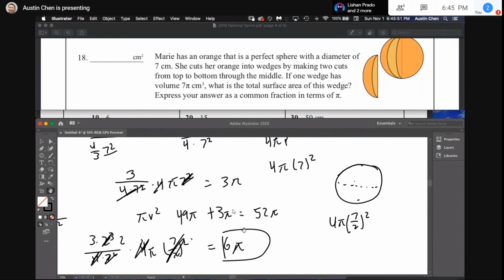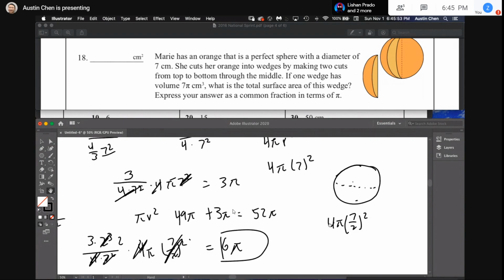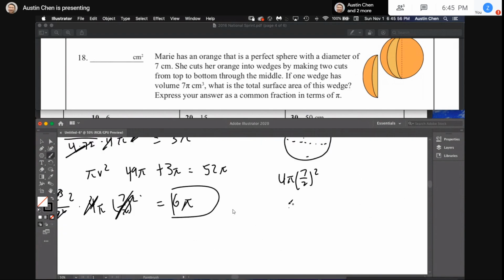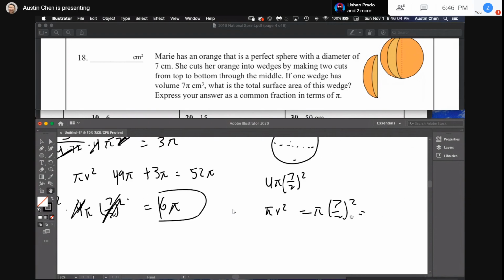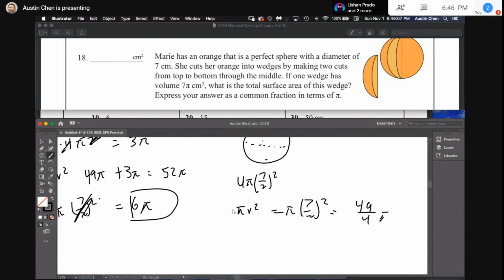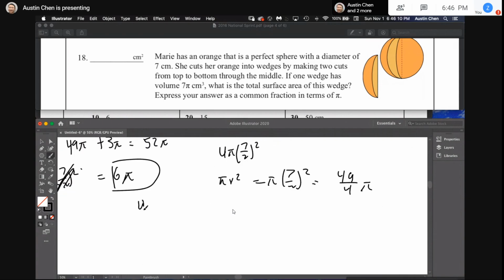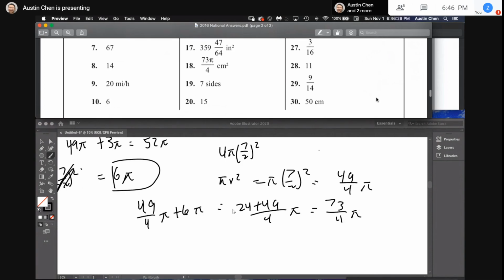And we need to find the inner area, which is again the great circle area thing. So that's just going to be pi r squared, and that's going to be pi times 7 halves squared. So then that's going to be 49/4 pi. And now we add 49/4 pi plus 6 pi. So that'll be 24 plus 49 over 4 pi. And that's just 73/4 pi. And yeah, that's your answer.